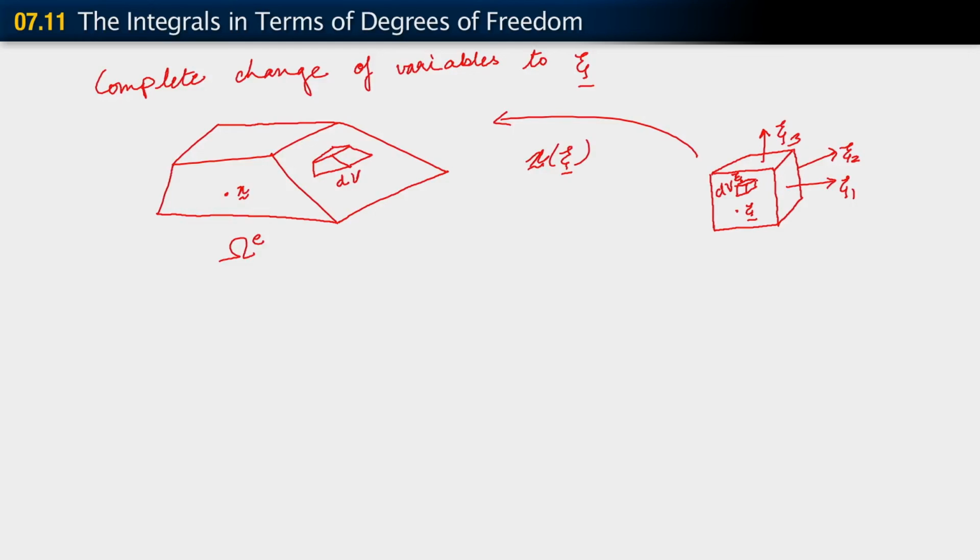Now, another result from the fact that we have this mapping and that we also have the tangent map J of xi, is the following. One can show that dV equals determinant of J times dV xi. This is a standard result.